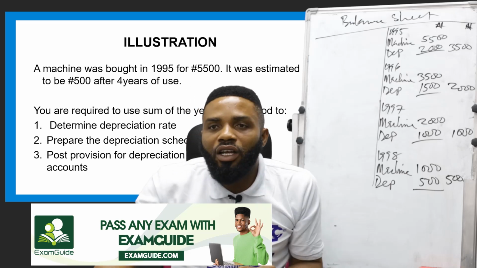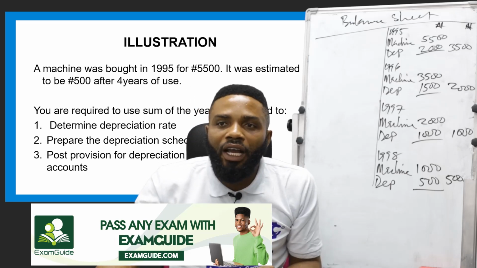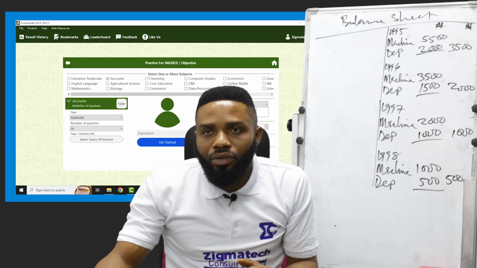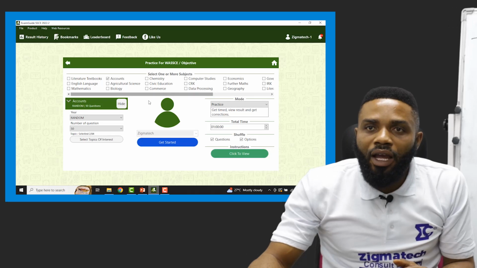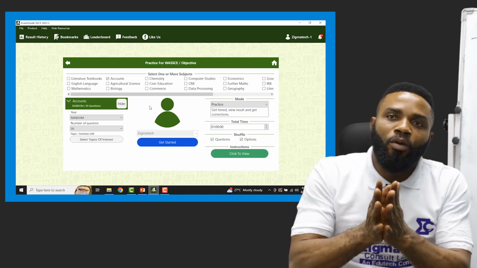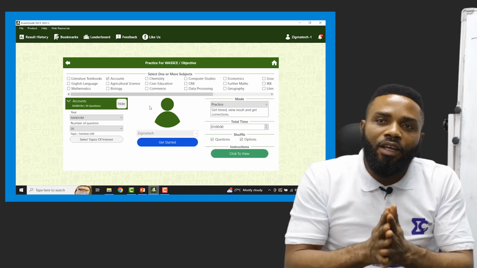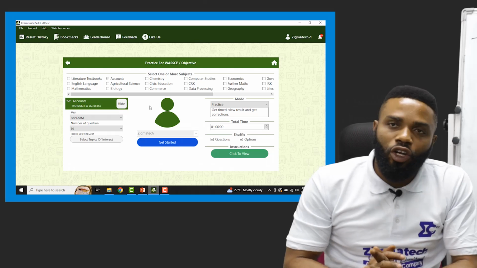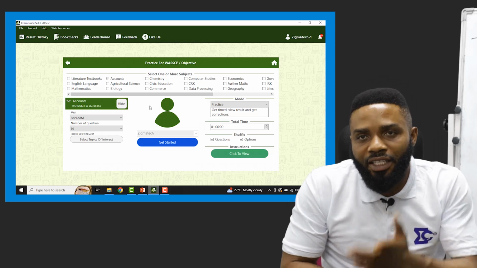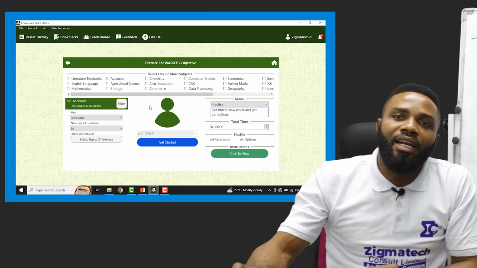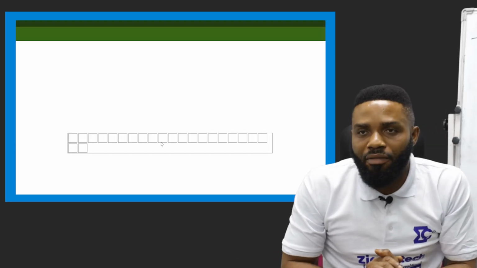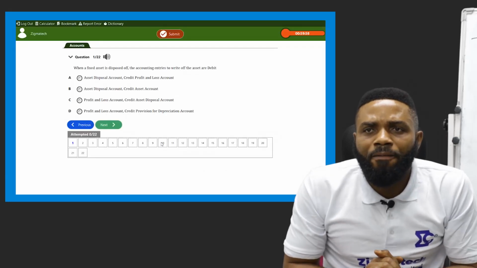All right, let's quickly go to our exam guide to see if we can get some examples that will help us to further explain what we have said so far. Once you click on the exam guide, you see the information displayed on the screen. The subject is accounting, that's why it's stuck there. And then the year, you can choose any year of interest. Here it is chosen at random, then select the topic of interest, and then you get started immediately.